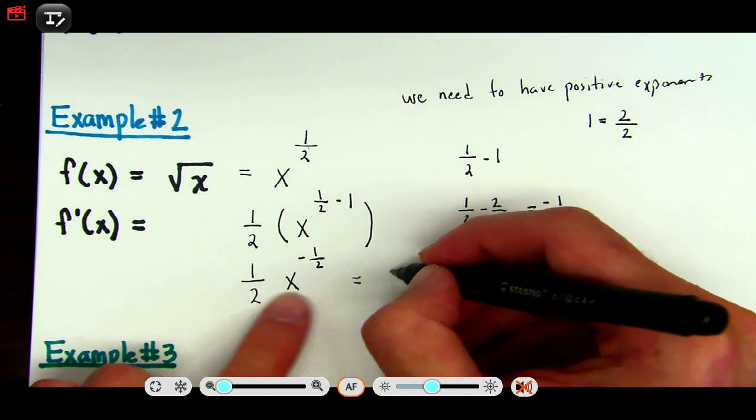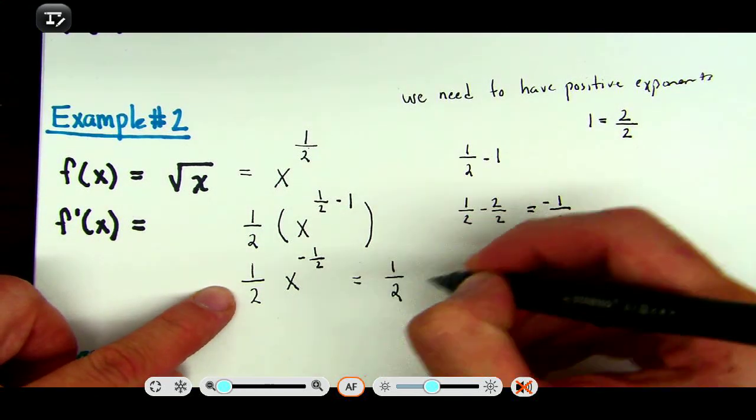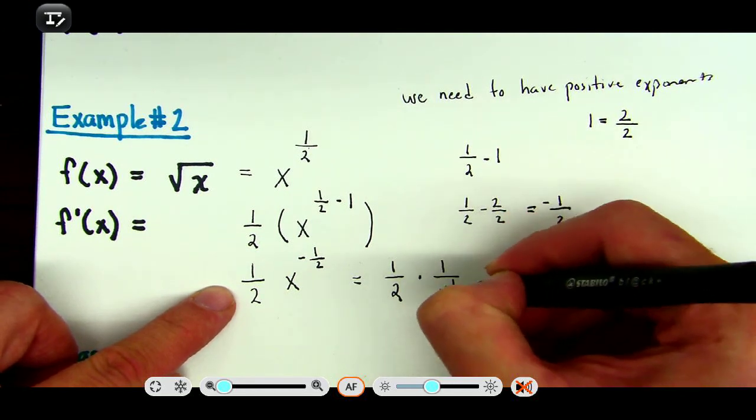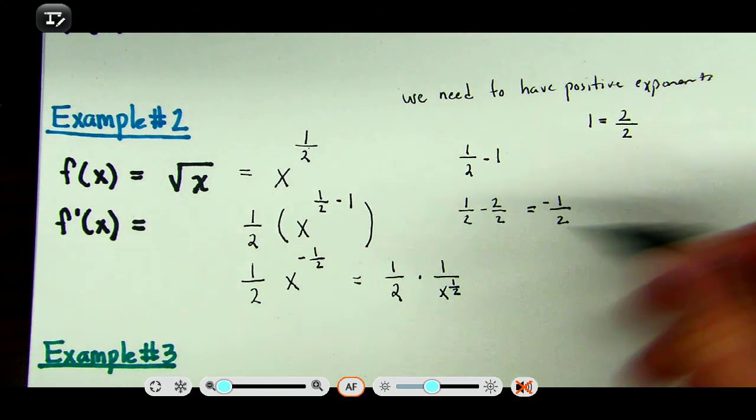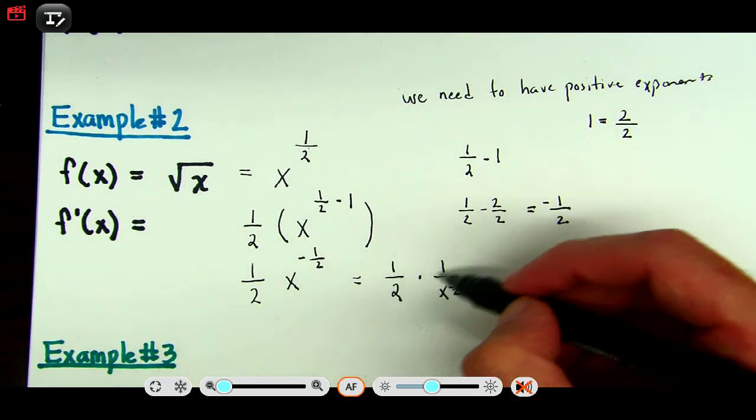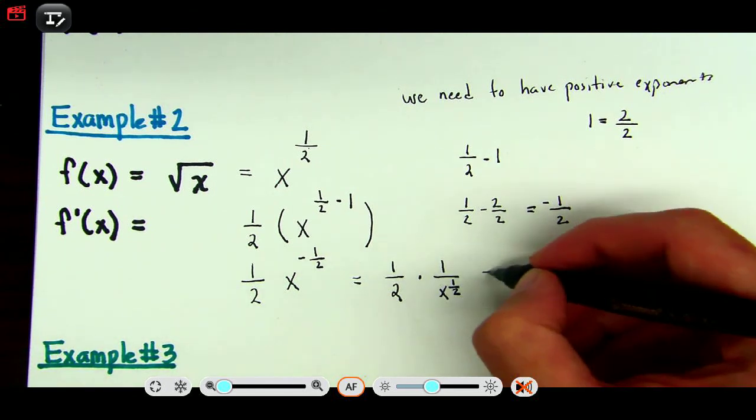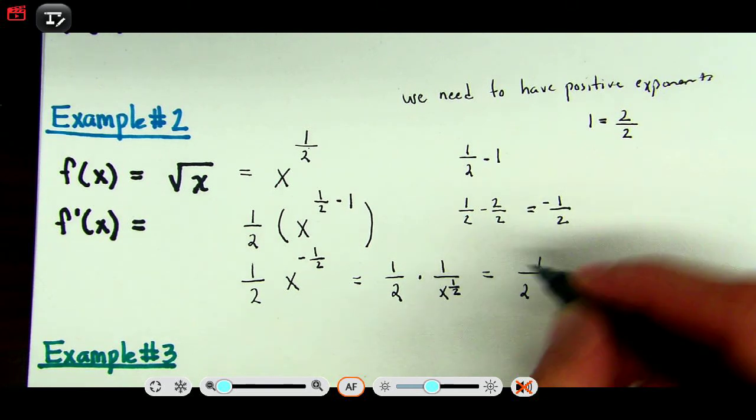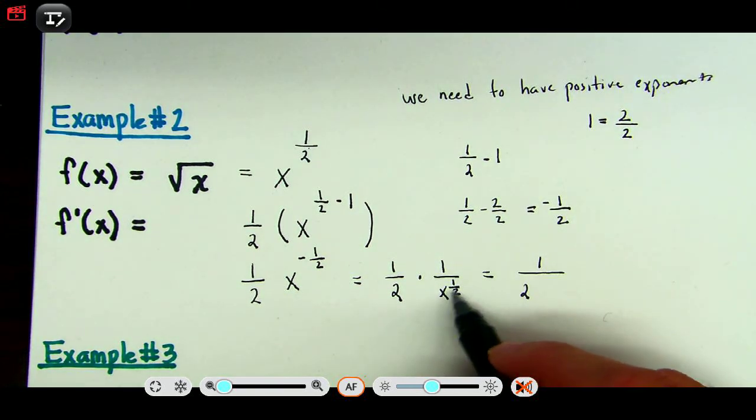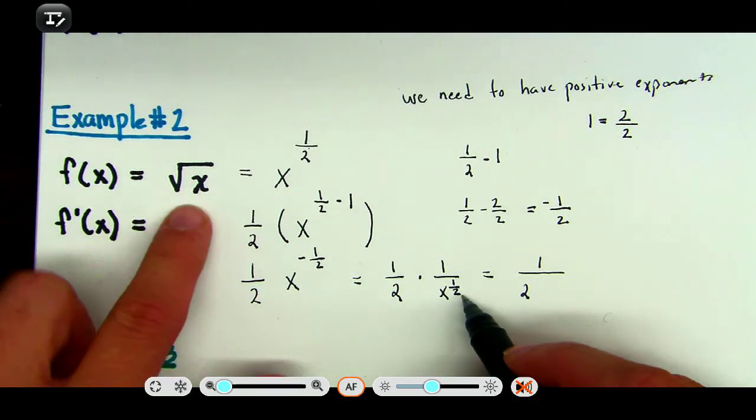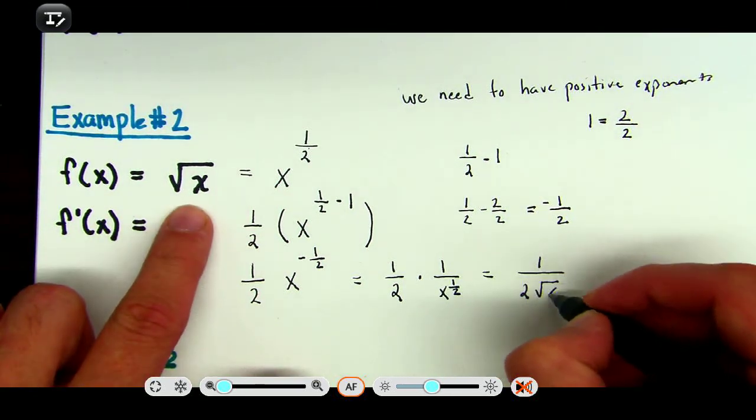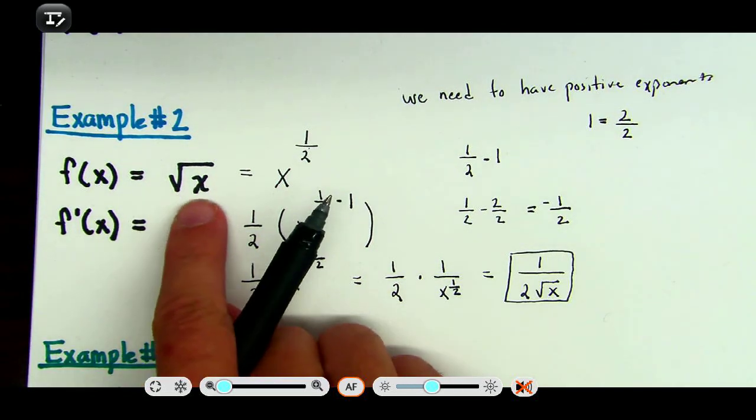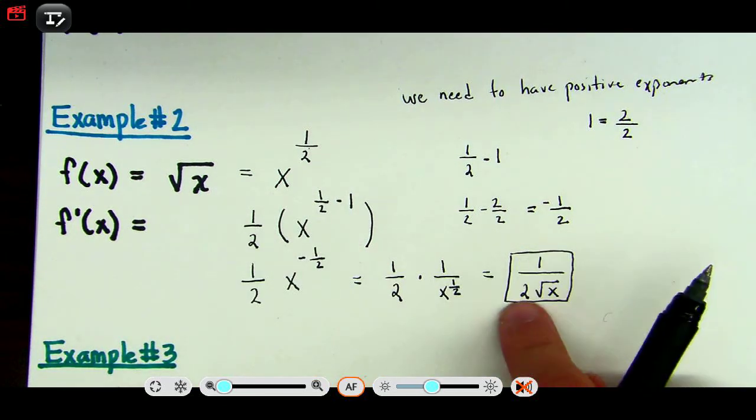It's equal to, so this 1/2 stays the same, times 1 over x to the 1/2. Notice how this x to the minus 1/2 becomes 1 over x to the 1/2, which equals, notice 1 times 1 is 1, then this will be 2, but hey, what is x to the 1/2? Square root x. And bam, we are done. The derivative of the square root of x is equal to 1 over 2 square root x.